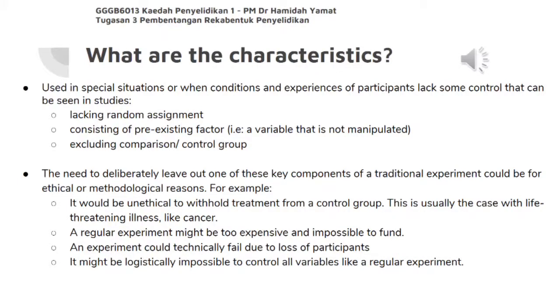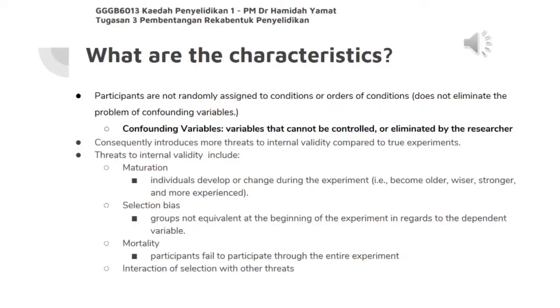For example, it would be unethical to withhold a treatment from a control group, and this is usually the case in life-threatening illnesses such as cancer, or when a regular experiment might be too expensive and impossible to carry out. Next, an experiment that has a high percentage in failing due to loss of participants over time. And last example would be, it might be logistically impossible to control all variables like a regular experiment.